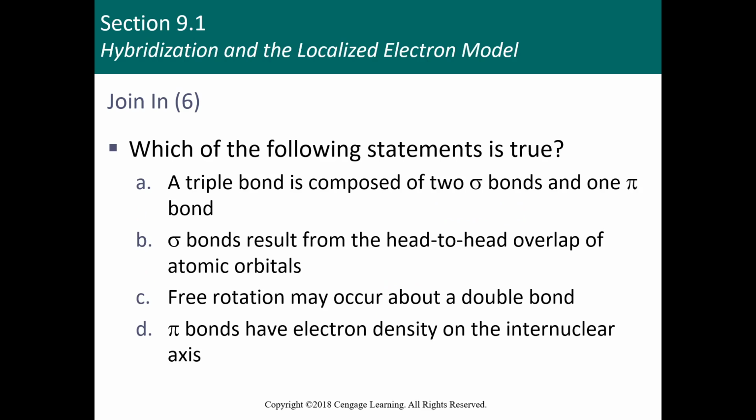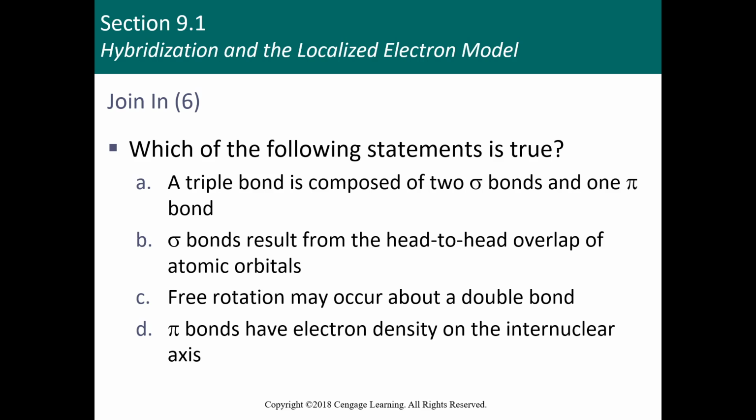So which of the following statements is true? A, a triple bond is composed of 2 sigma bonds and 1 pi bond. That is entirely opposite, isn't it? B, sigma bonds result from head-to-head overlap of atomic orbitals. Hey, that makes some sort of sense.